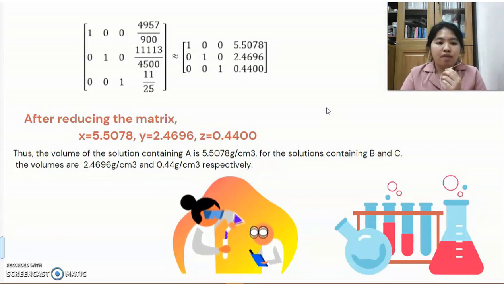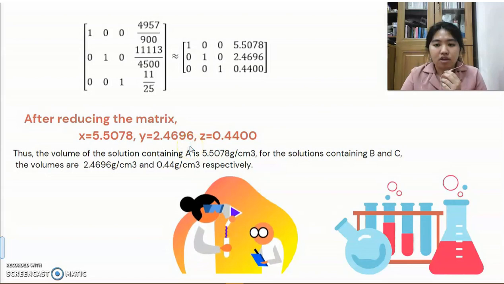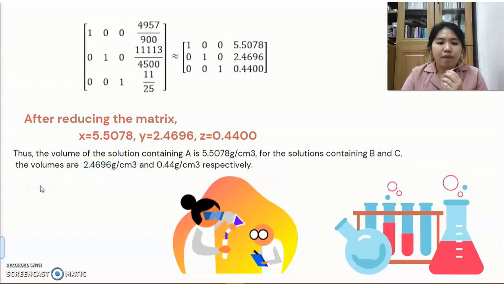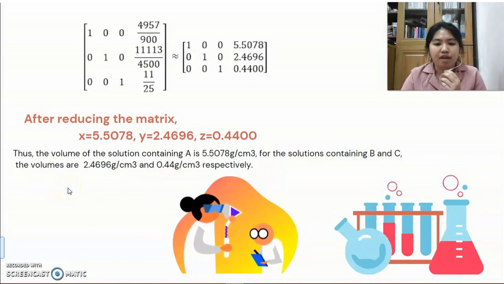Thus, the volume of the solution containing A is 5.5078 grams per cubic centimeter. For the solutions containing B and C, the volumes are 2.4696 grams per cubic centimeter and 0.44 grams per cubic centimeter respectively. That's all from my part. The next part will be presented by Heng. She will present problem 2.